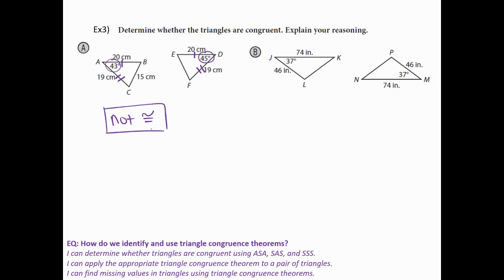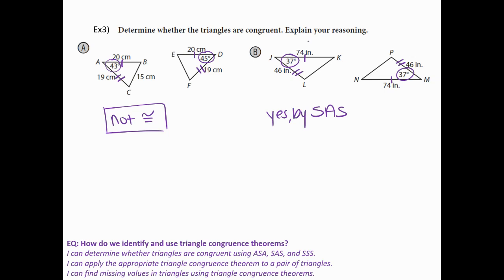Okay, then for part B, let's take a look at this one. I see 74 and 74, 46 and 46. Ooh, look at that, 37 and 37. The angle between the sides is the same for both triangles, so we would call this side angle side. So this is yes by side angle side.